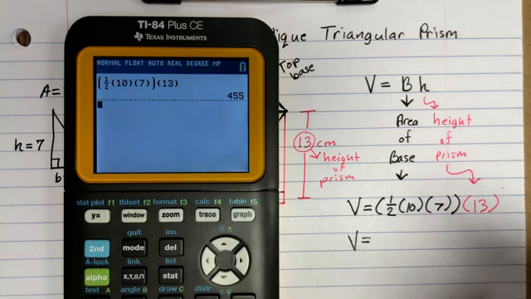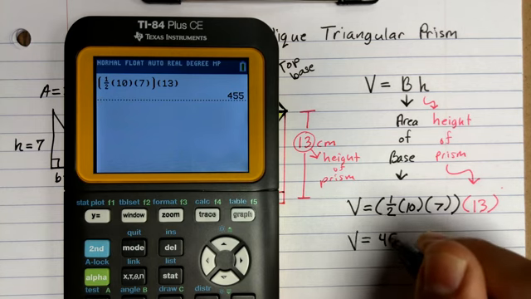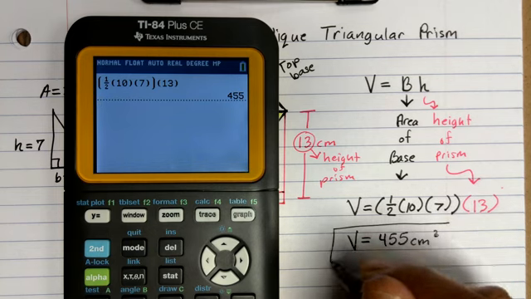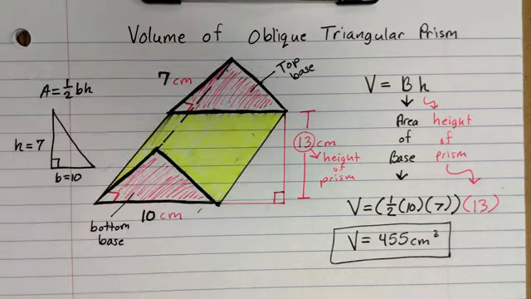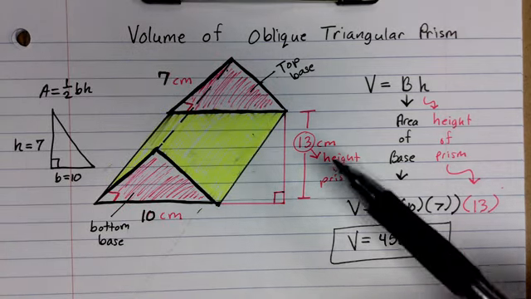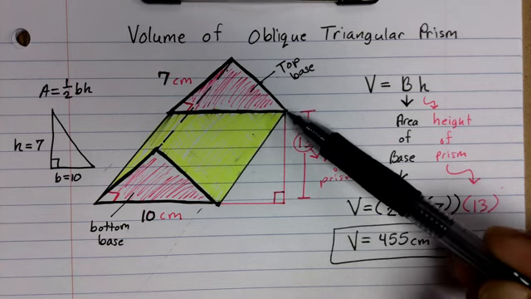So the volume of this figure is going to be 455 centimeters cubed. And that's all there is to it. I just wanted to make sure that you understood. Don't worry about this slant height here. Just use the distance between the two bases, from the bottom of the shape to the top of the shape.